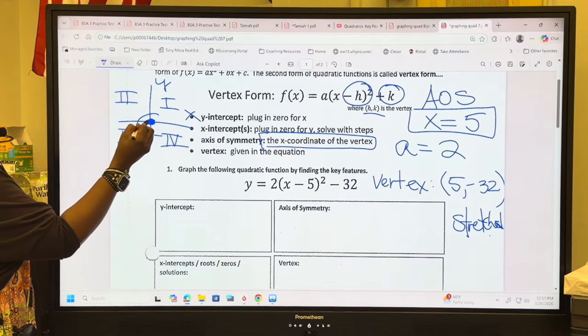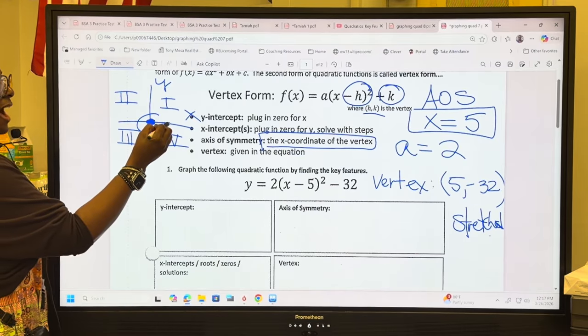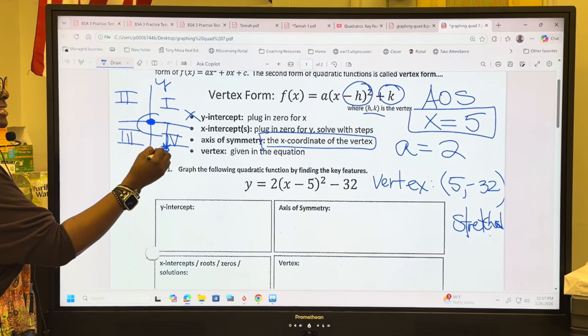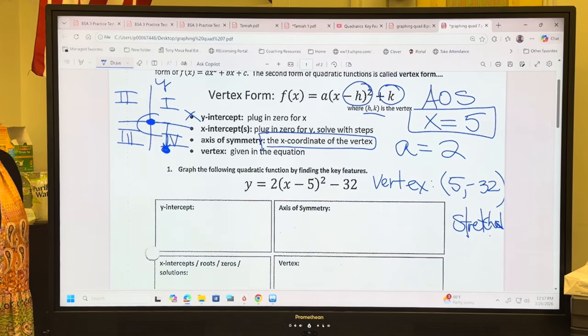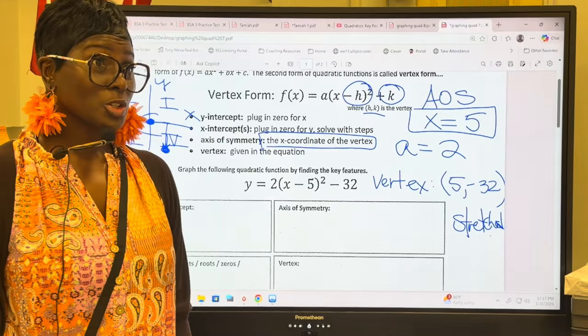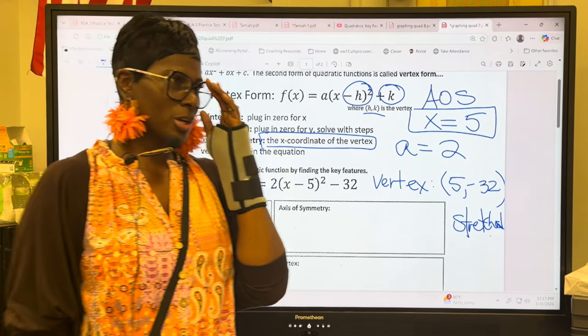So where do we go to get to 5? To the right 5. And then we did what? Down 32. So where's our vertex now sitting? It's sitting in the 4th quadrant. Are you all with me? Do you follow? So now here's another question.